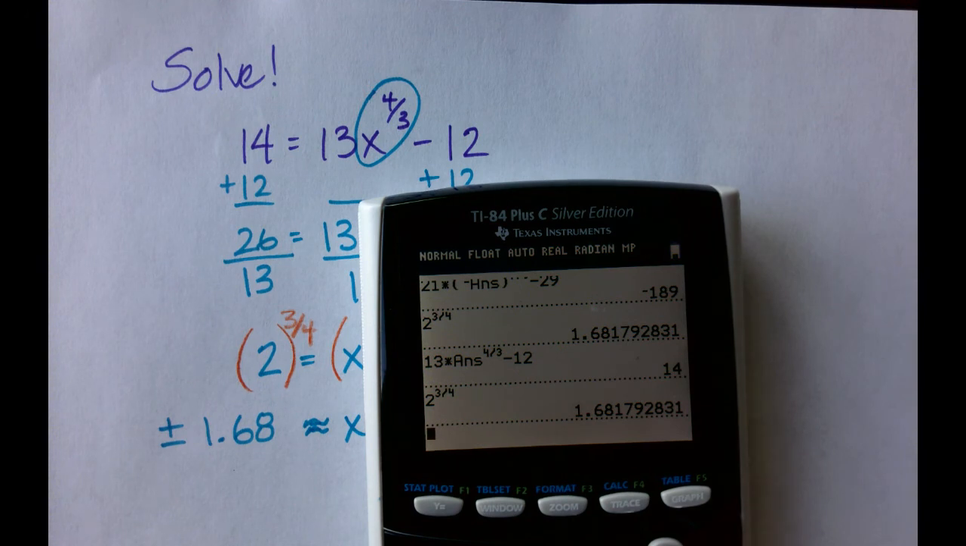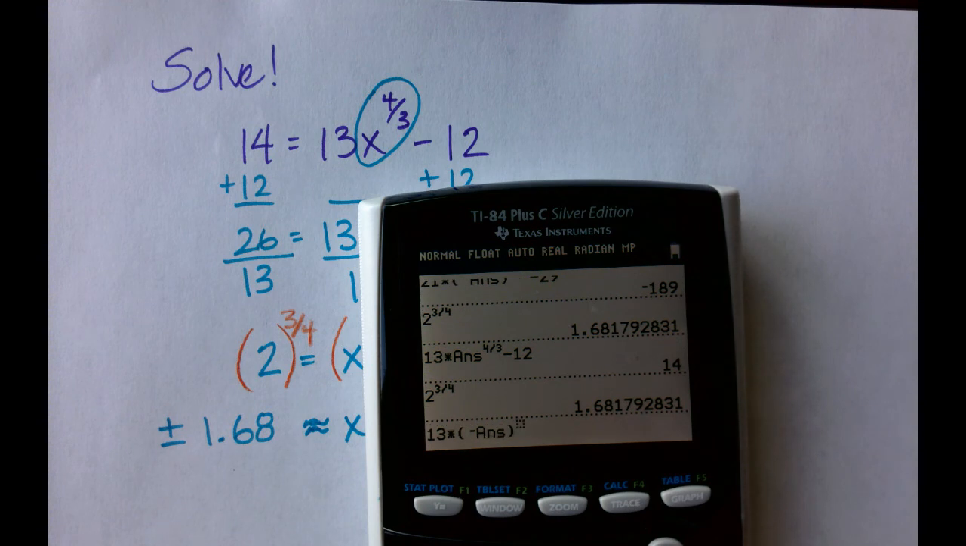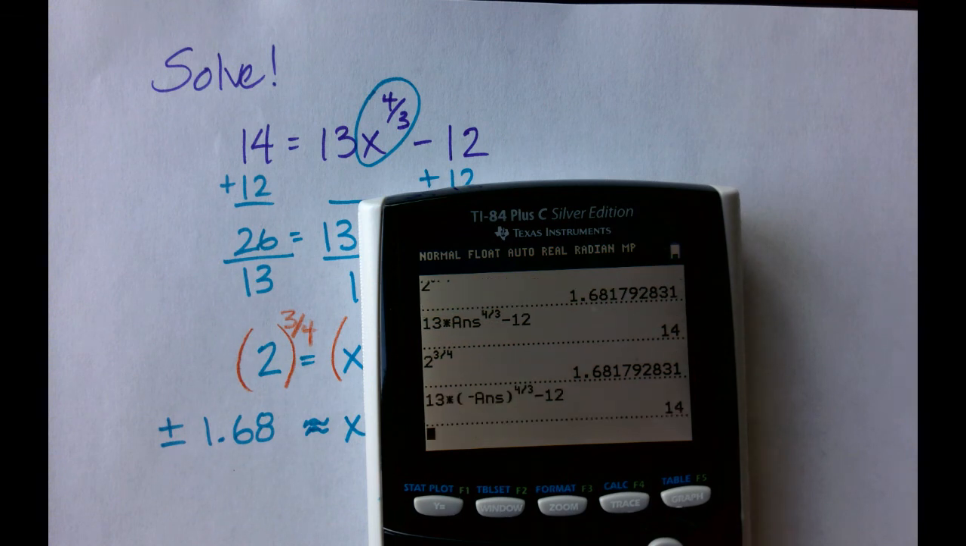And now when I check it, 13 times, I want to use the negative of my previous answer on the calculator. And I want to raise that to the 4/3. And then I need to come down for subtraction in order to subtract 12. And I am hoping that this also comes up to be exactly 14. Ta-da! It does.